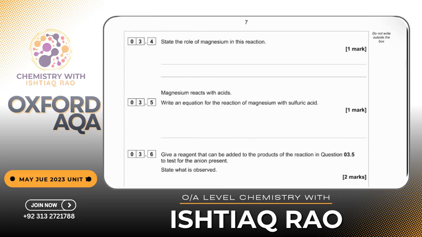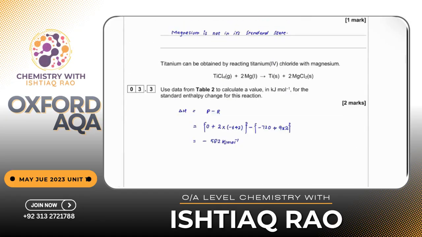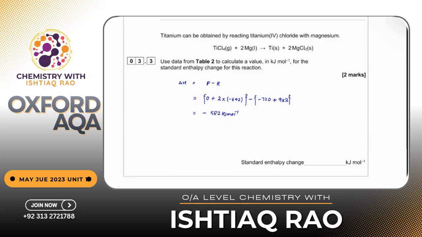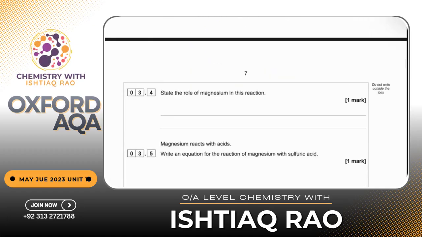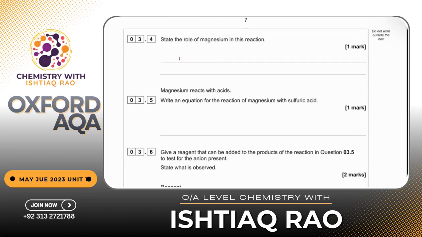State the role of magnesium in this reaction. This is 0, this is plus 2. So it's changing from 0 to plus 2. It's getting oxidized. What's the definition of reducing agent? The substance which reduces others and oxidizes itself. So it oxidizes itself. That's why it's a reducing agent.